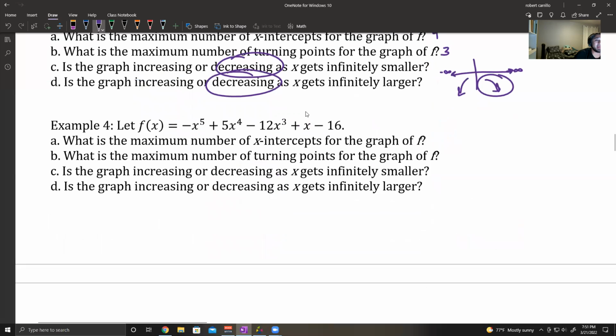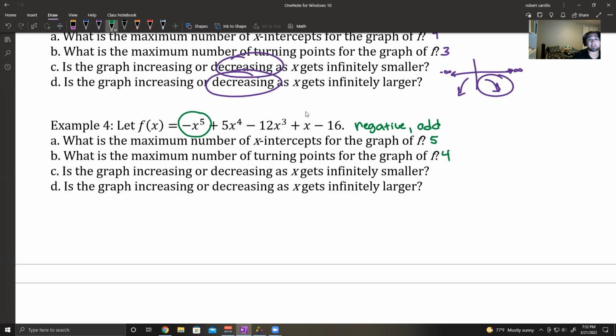So 4, we have negative x to the 5th plus 5x to the 4th minus 12x cubed plus x minus 16. And again, we are just looking at the leading term, which has the highest power. So negative x to the 5th, that is a negative odd degree function. Okay. So first up, let's answer A. How many x-intercepts should we have? Five. How many turning points? Four. Good.